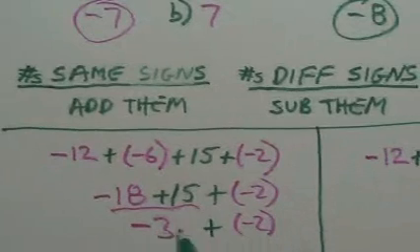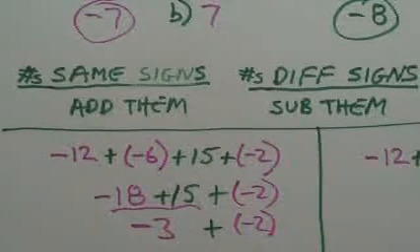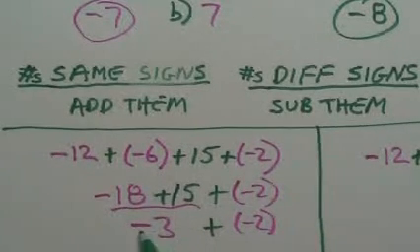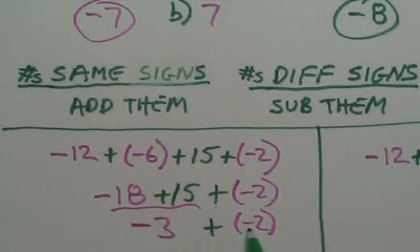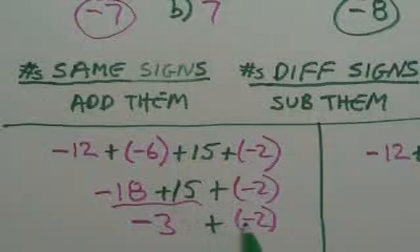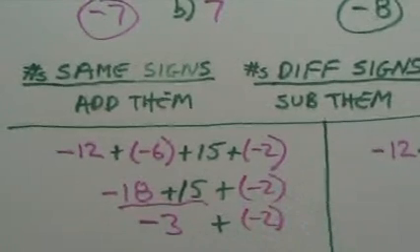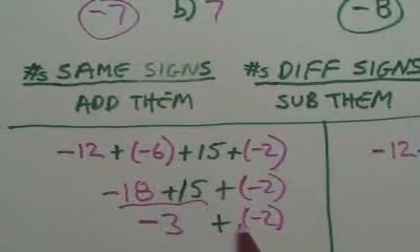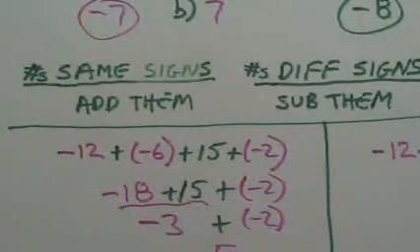Okay, now, are these the same sign or are they different? They're the same sign. This is negative 3, and that's negative 2. Think of that as an and. Negative 3 and negative 2. Well, they're the same sign. Add them together. 3 and 2 is 5. Keep the sign negative, and there's 5 of them. Negative 5.